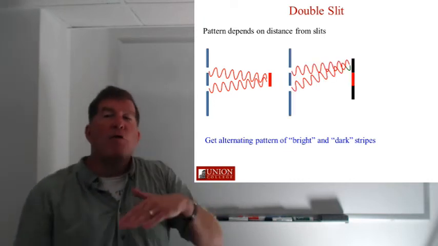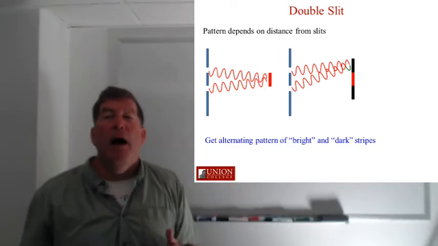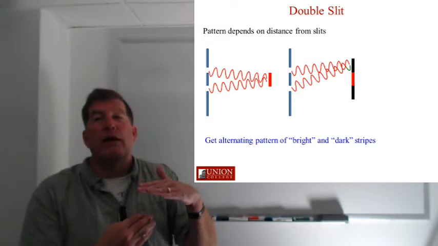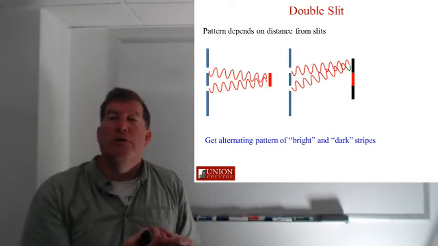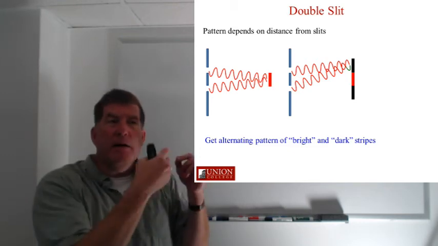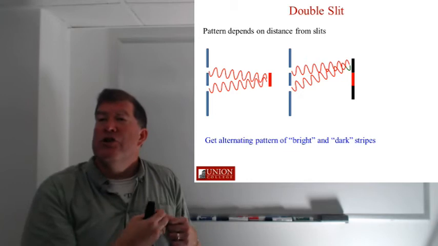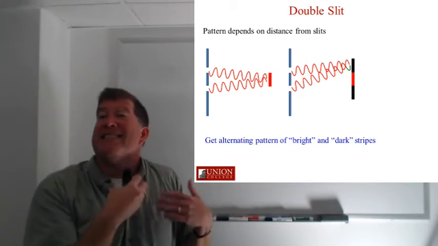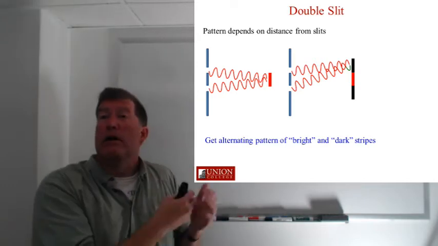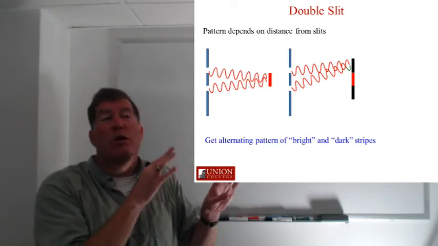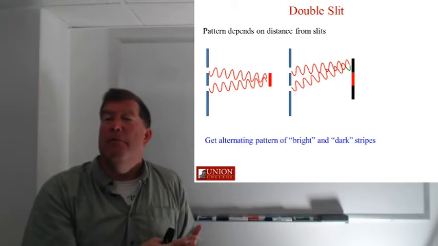But if I move a little to either side of that, say a little bit up, the wave from the lower slit in this figure has to travel some extra distance to get to the screen. That extra distance means it goes through part of another oscillation. If it's half a wavelength of extra distance, then the waves arrive with the peaks of one and the valleys of the other, and I get destructive interference. I get a dark stripe.